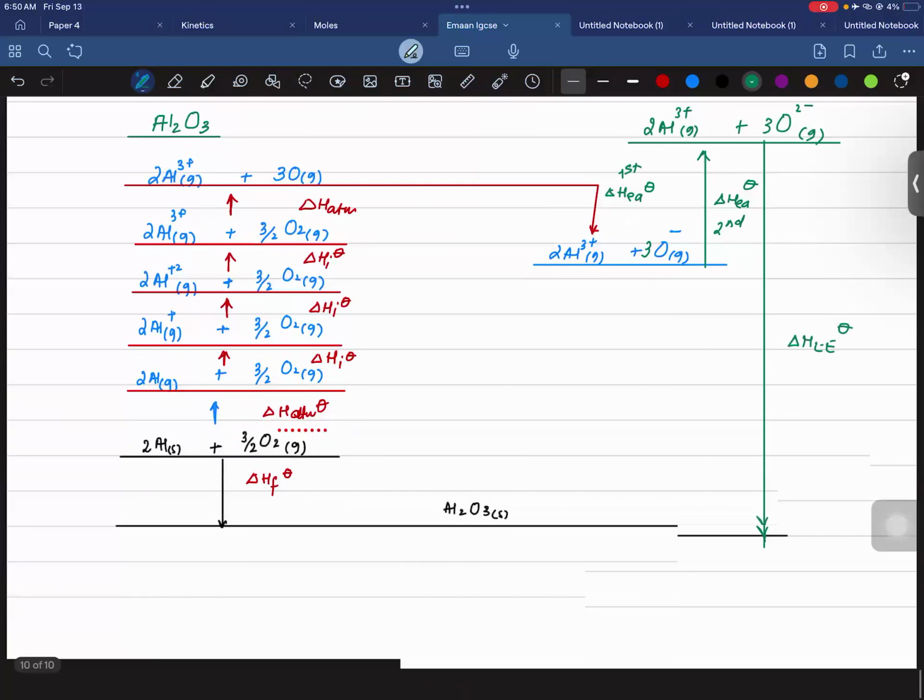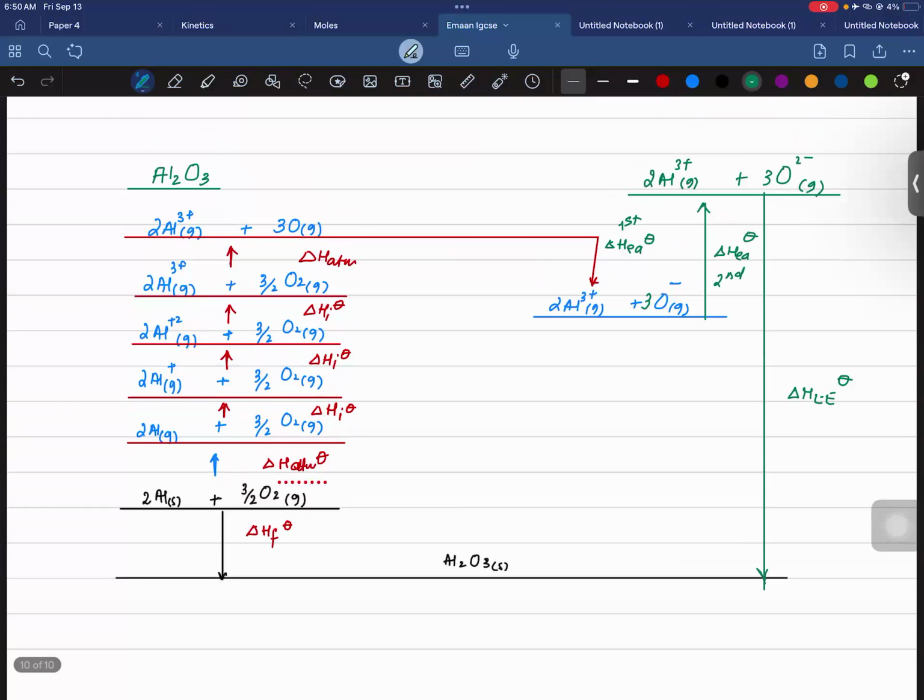Okay. And the same goes with magnesium nitride. This is a recent question. Magnesium nitride.